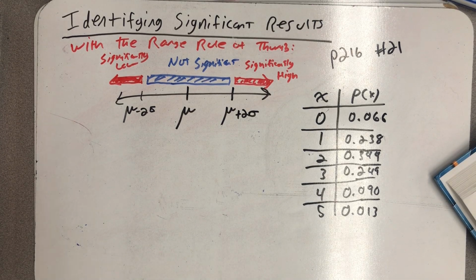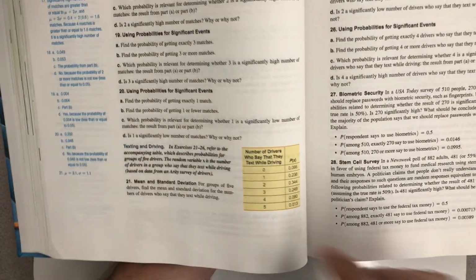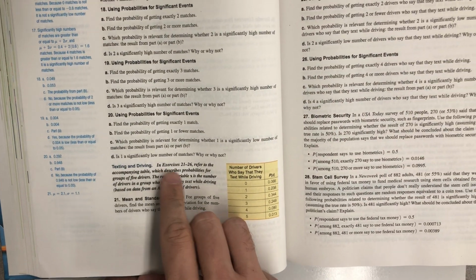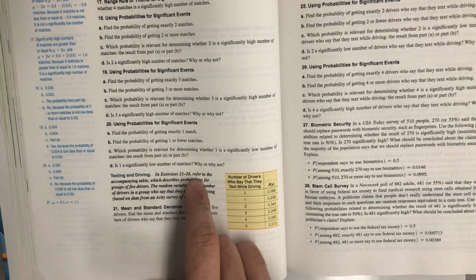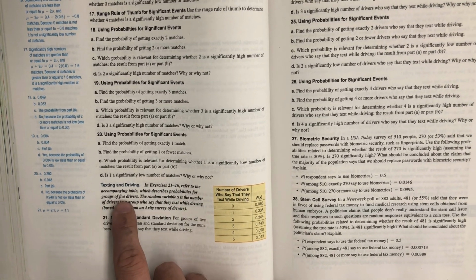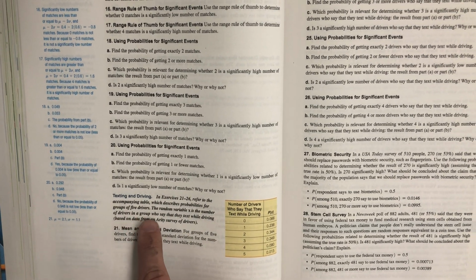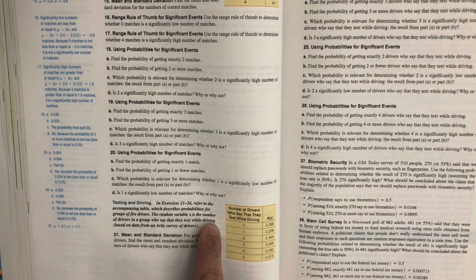I want to do problem number 21 off of page 216 of our textbook. In exercises 21 through 26, refer to the accompanying table, which describes probabilities for groups of 5 drivers. The random variable x is the number of drivers in a group who say that they text while driving.